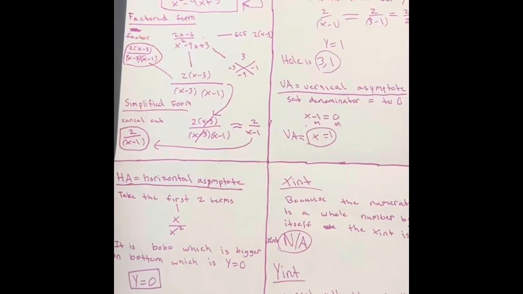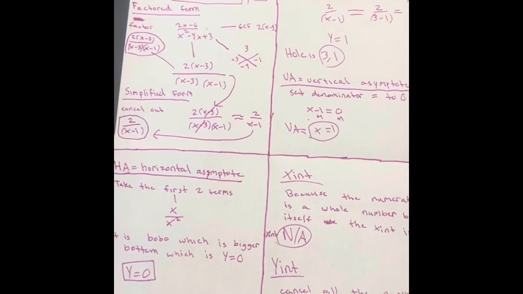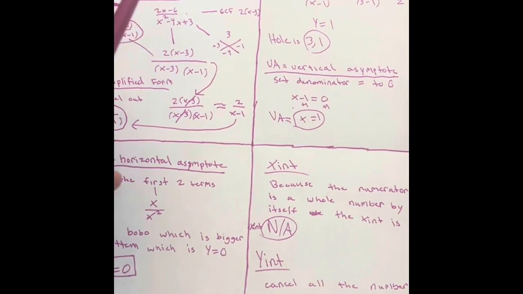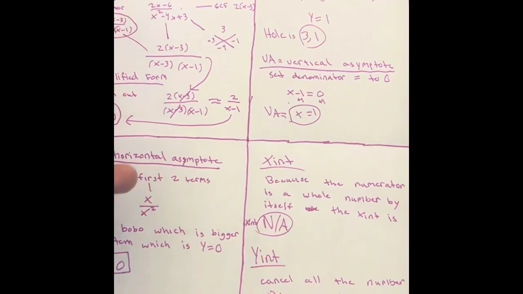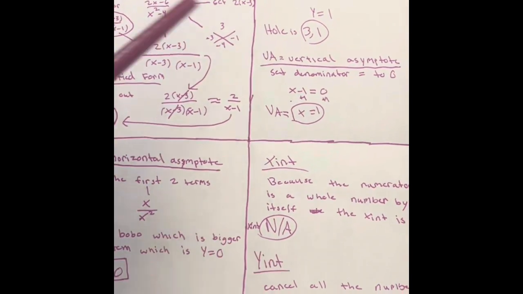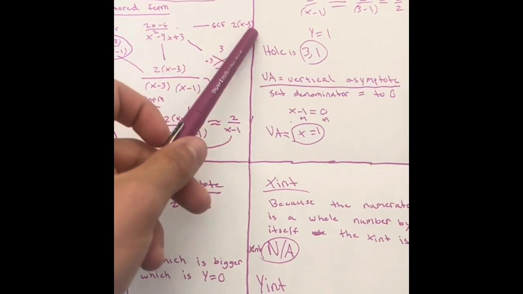Our problem is 2x minus 6 over x squared minus 4x plus 3. And first, you're going to factor it. So to factor it, on the top you have to do GCF, which is 2. You would divide negative 6 by 2, and you would get negative 3. Then you would put 2, and then in parentheses x minus 3.